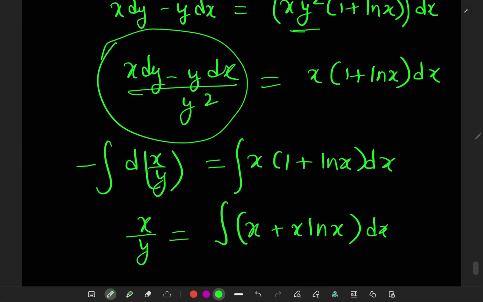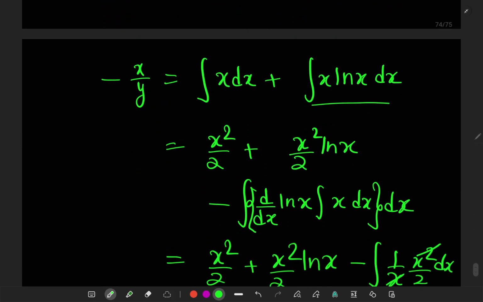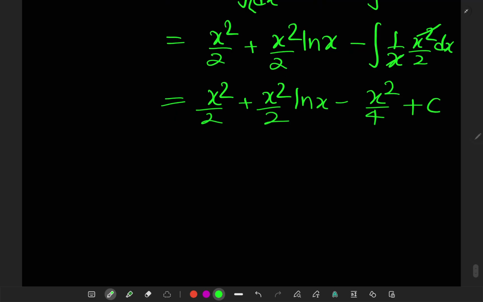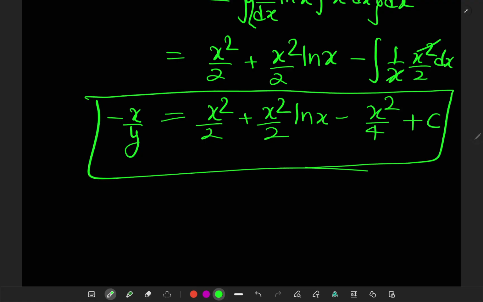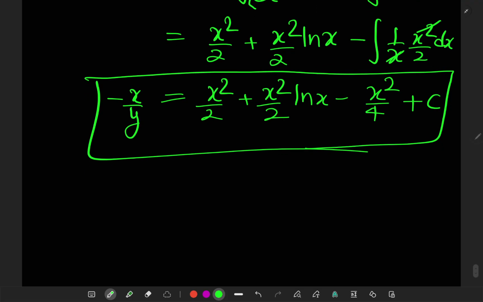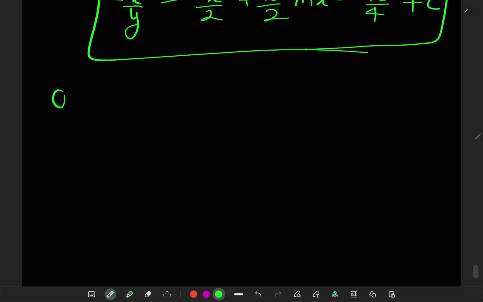Sorry, here the minus sign also comes. So we can write here. Now this is the solution of this differential equation. Now let's do a similar question like that.